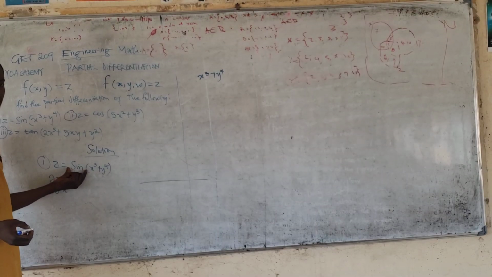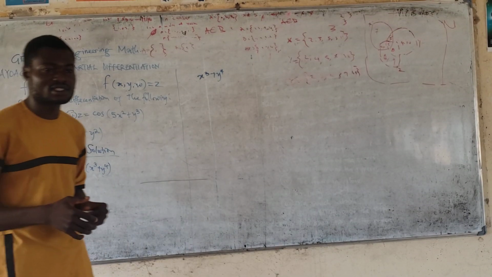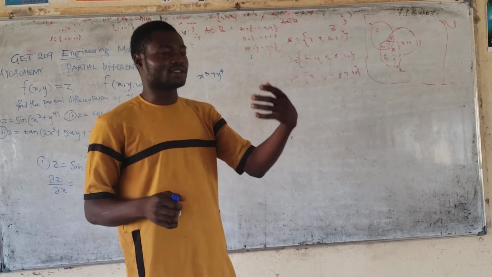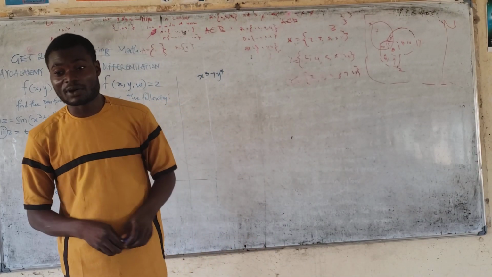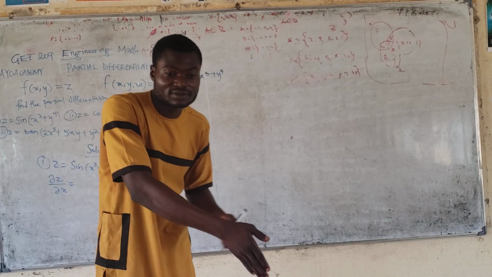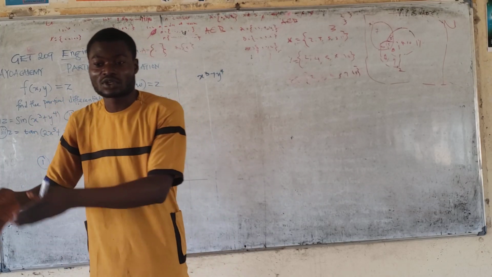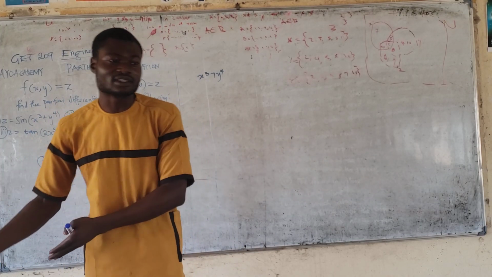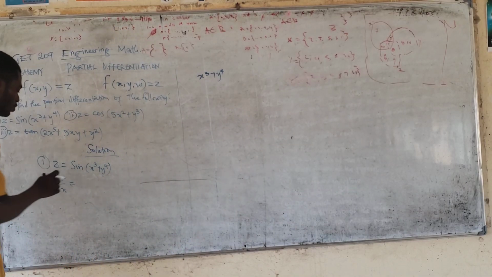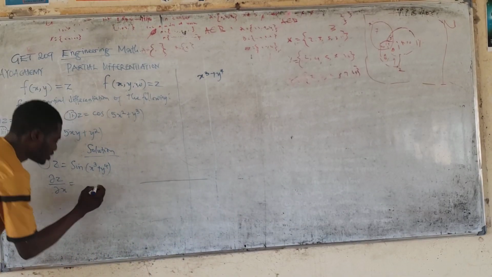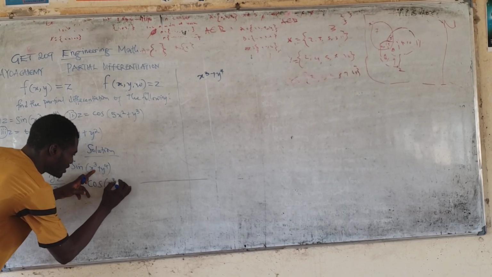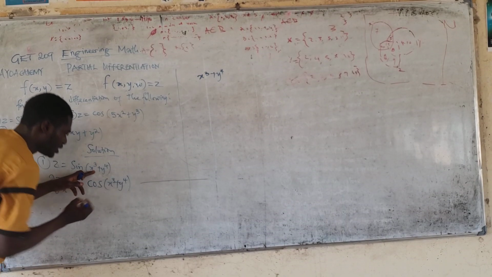Now I want to differentiate this sine. I told us that when we differentiate sine, we get cos. I explained that day that when a sinner repents and gives his life to Jesus, he becomes a Christian. So when you differentiate a sine, it gives you cos, from sinner to Christian. So when we differentiate this sine, it will give us cos, with everything inside again.